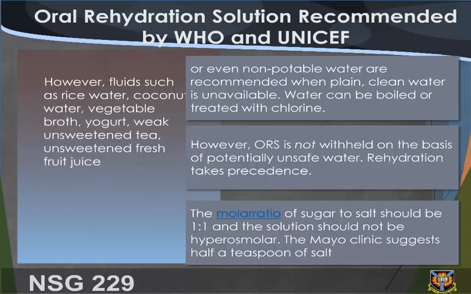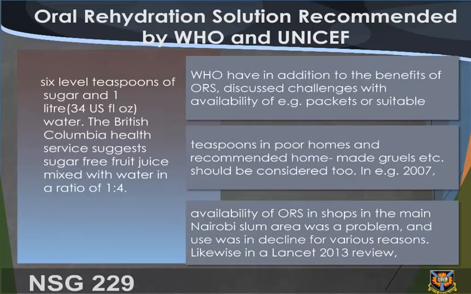The Mayo Clinic suggests half a teaspoon of salt, 6 level teaspoons of sugar, and 1 liter, 34 US fluid ounces, of water. The British Columbia Health Service suggests sugar-free fruit juice mixed with water in a ratio of 1:4. WHO have, in addition to the benefits of ORS, discussed challenges with availability of, for example, packets or suitable teaspoons in poor homes, and recommended home-made fluids.